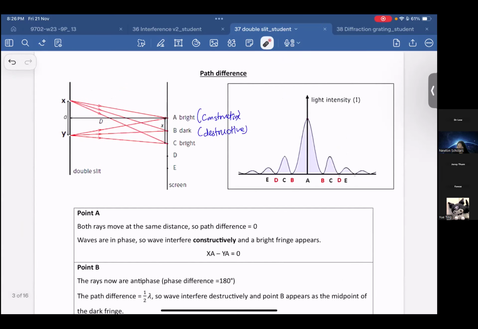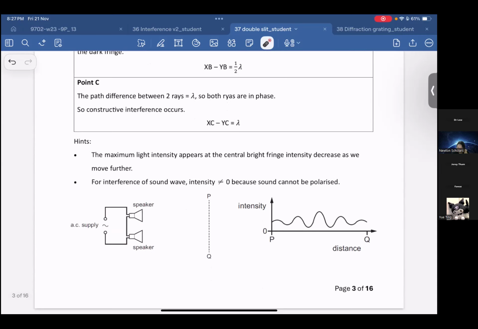So the main thing here is intensity. At the center, it will be a higher intensity, then after that, decreasing. So the maximum light intensity appears at the center, then it will decrease as we move further.